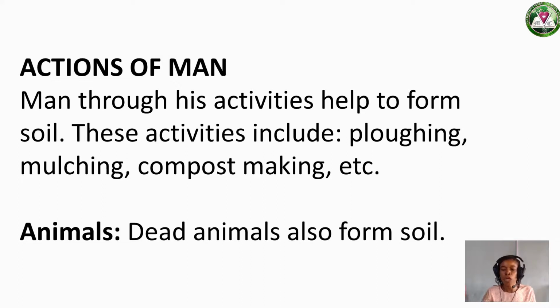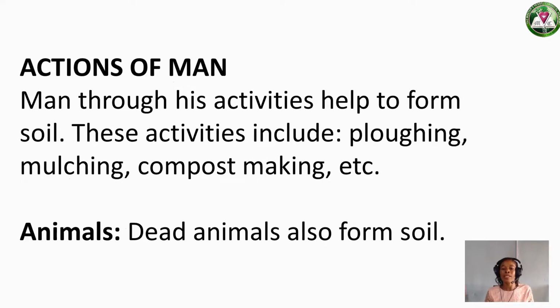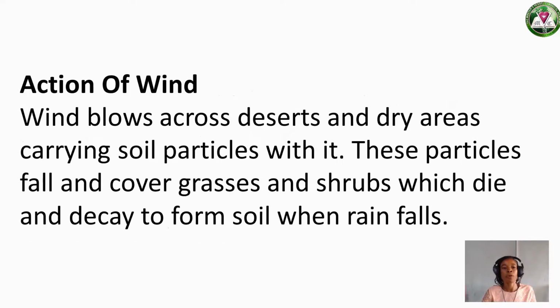Or the actions of animals also. How? When an animal dies, what happens? It will stay there and decay. And anything that decays automatically forms what? Soil. Whether human being or animal, anything that decays is already soil. So these are some of the actions that can cause what? Formation of soil. Now another one is the action of wind.